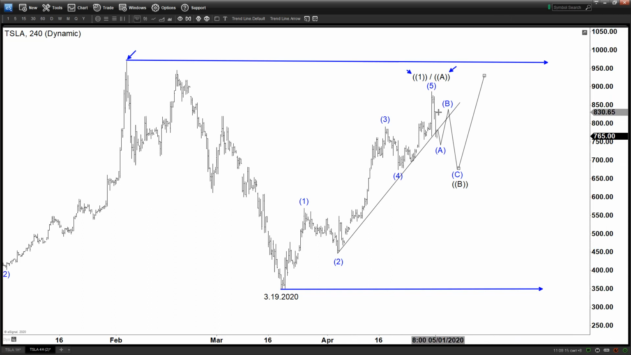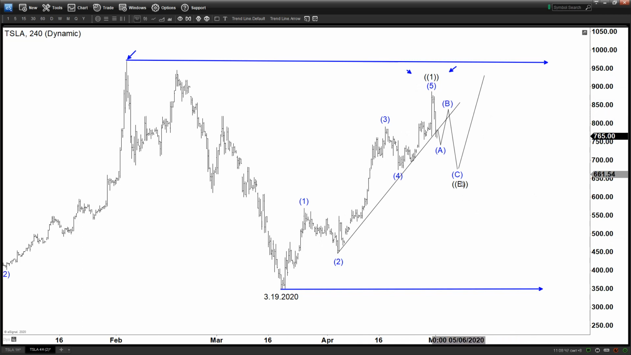So for me, when I look at this, this is the size of the A or the size of the 1, I would have to say that this is actually more likely to be a 1, unless the market proves me otherwise. This is more likely to be a 1, because even if it is the C, it's going to break the all-time high. It's going to make another all-time high. So this is more likely to be a 1, and the pullback is going to be a 2.